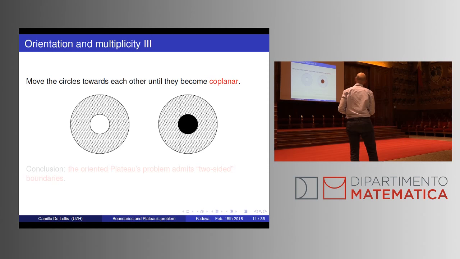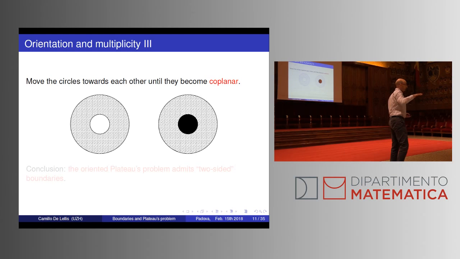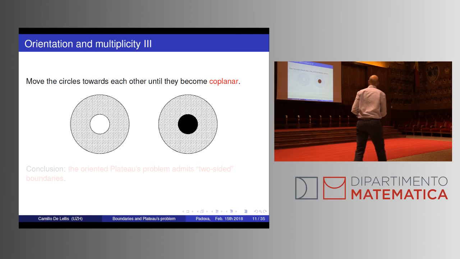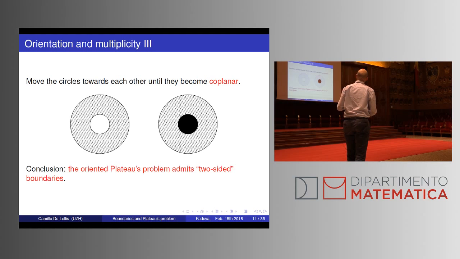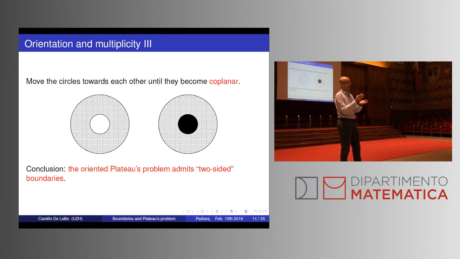But if you are sitting at the boundary between the black region and the shaded region, you will see surface on both sides of you. Only on one side, you will see a surface counted twice. On the other side, you will see a surface counted once. Okay? So these points, we will call them two-sided. And what we conclude from these examples is that actually the oriented Plateau problem admits minimizers which have two-sided boundaries. Okay? And this will be very relevant for what I'm going to tell you in a few slides.